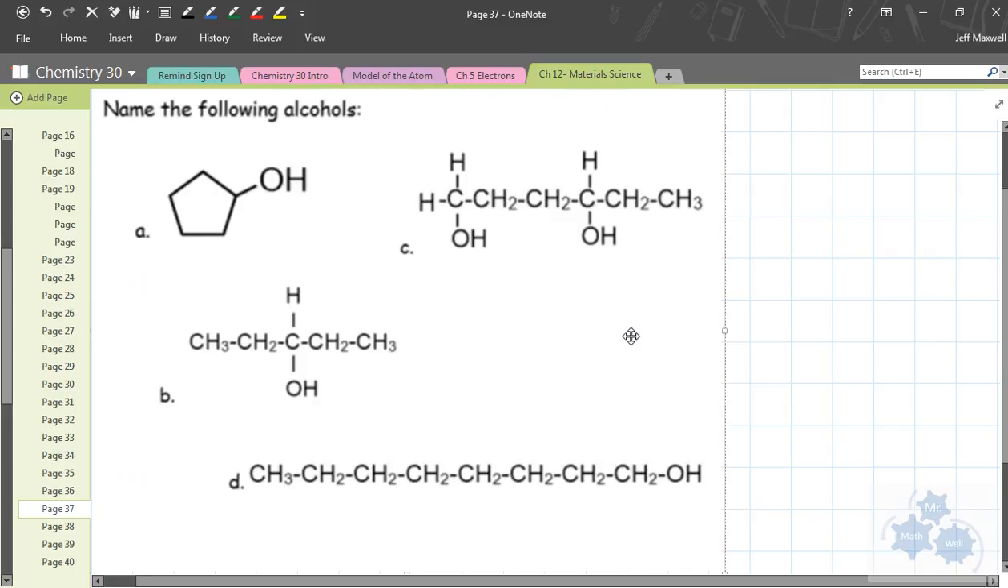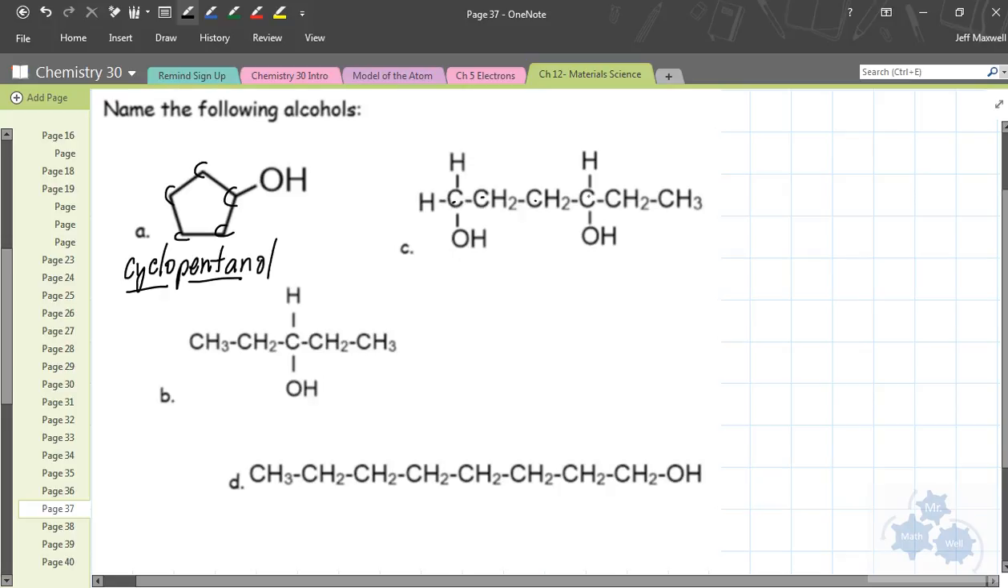Take a few minutes here and copy these down and try your hand at naming these alcohols. See what you can do. Use all of the rules that we've been talking about so far, and see if you can give it a shot. A, we have 1, 2, 3, 4, 5 carbons in a ring, so it's cyclopentanol.